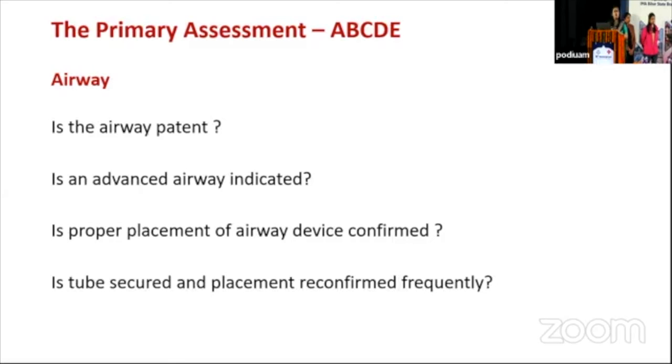If the airway is not patent, we do a simple airway maneuver like head tilt and chin lift and try to maintain the patency of the airway. If we are not able to maintain the patency, we can use an advanced airway device. We have to confirm whether we have put the advanced airway device properly or not. For that, we have so many other devices like capnography. And if required, we should put the endotracheal tube.